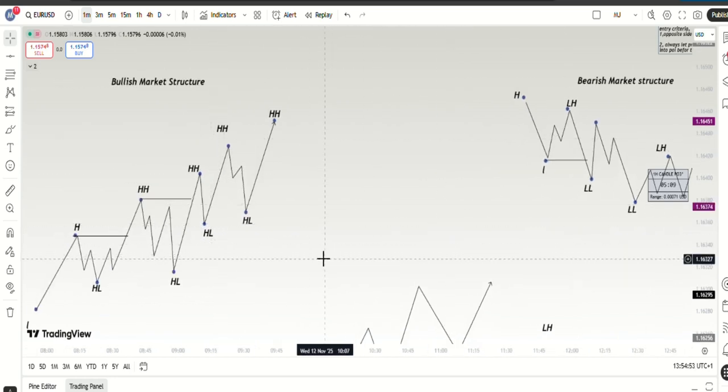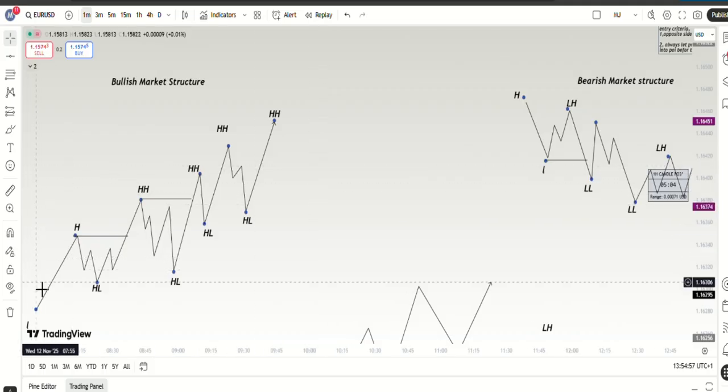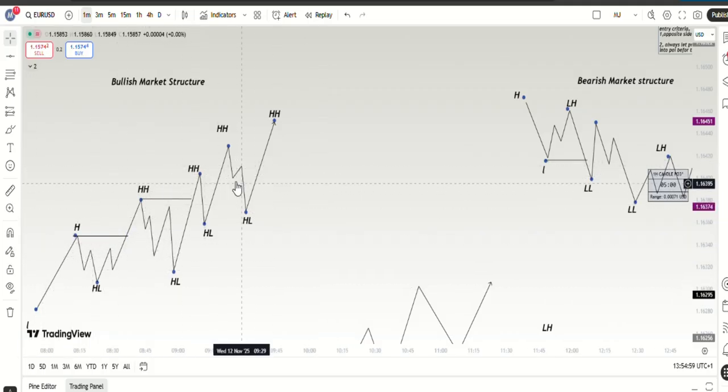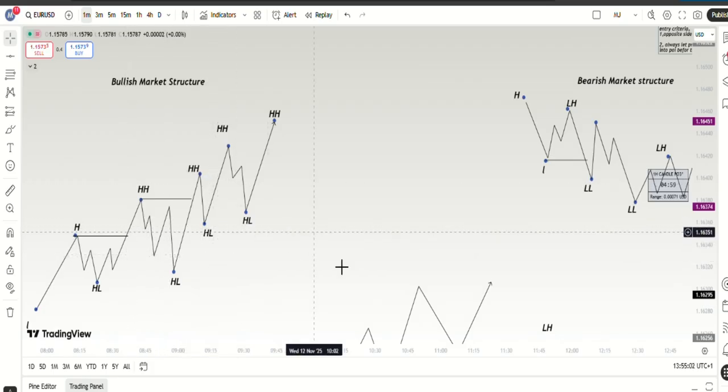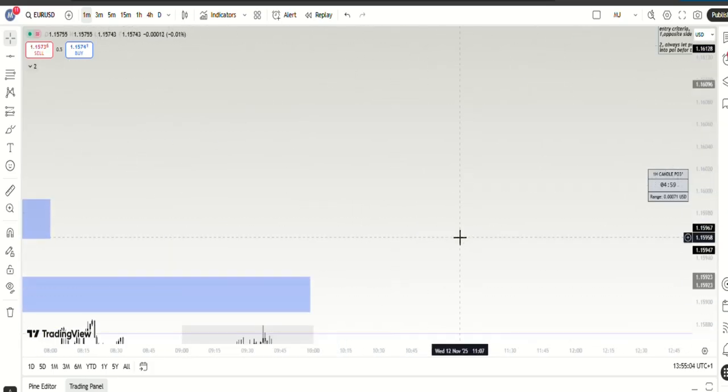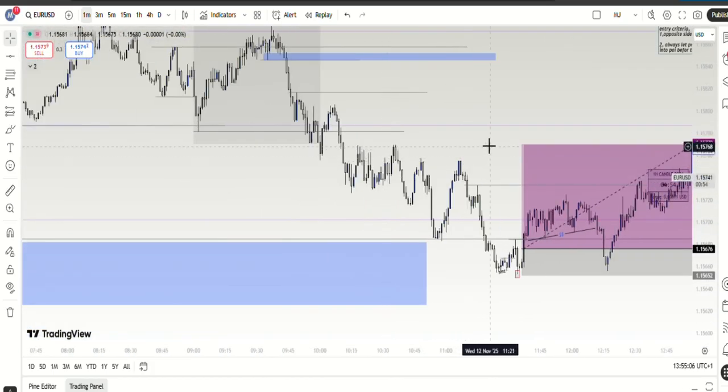Now we're going to mark this on a real chart so that we can understand properly, because this is definitely not how the chart looks. It's a lot of candles. The chart looks like this. Yes, a lot of candles.